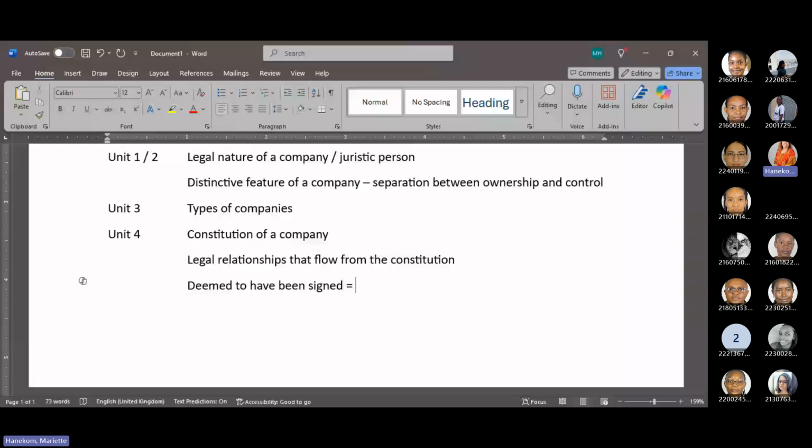Because it is deemed to have been signed, shareholders are deemed to have knowledge. Whether they actually read it or not, that knowledge is imputed to them. It's a public document. They can always go and ask for a copy at the Registrar of Companies, at BIPA, and acquaint themselves. They are deemed to have knowledge and are bound by the contract.